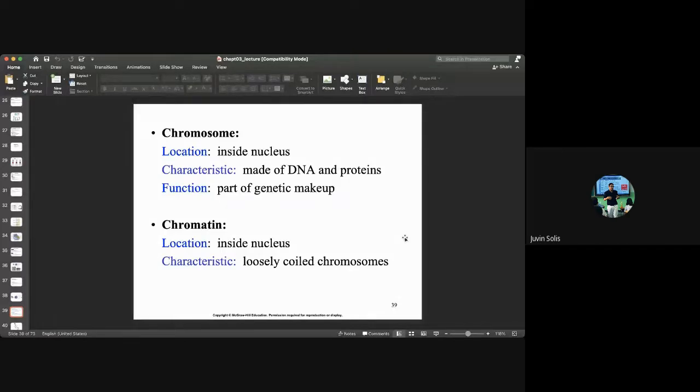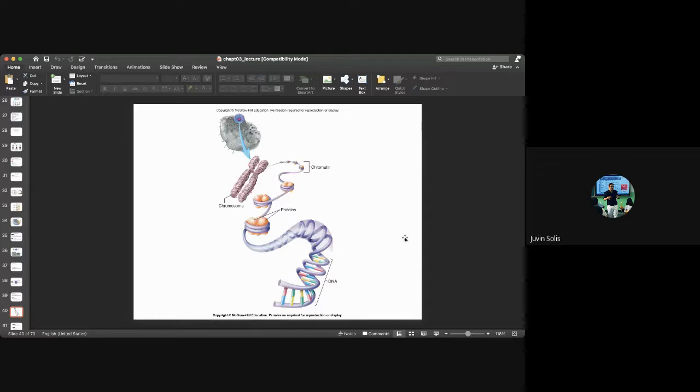Now, how about this one? Let's go to your chromosomes. The location of this one is inside the nucleus, and it is made of DNA and protein. And the function of this one is that it is part of our genetic makeup. While your chromatin is also inside your nucleus, and it is loosely coiled chromosome. Look at this illustration here. Kung nakikita nyo ito, yung chromosome tsaka chromatin, di ba, nasa inside siya ng ating nucleus. And this one, your DNA, is actually coiled. Nakabuhol-buhol siya. And it is compact. And if it looks like this, we can call that your chromosome. Pero pag tatanggalin natin yung buhol-buhol, yung coil, we can call that your chromatin. Okay? And as you can see here, this is our DNA.